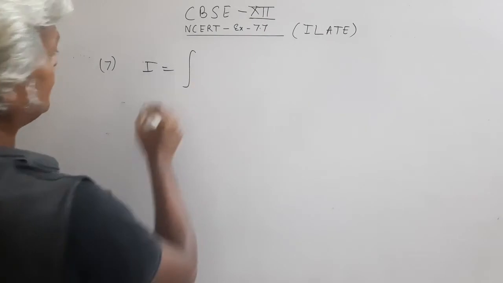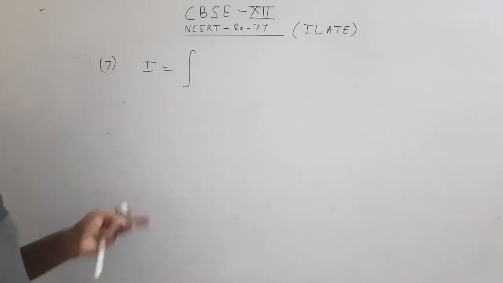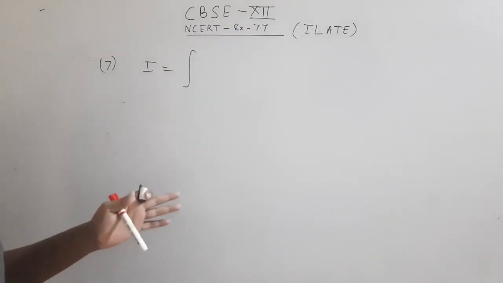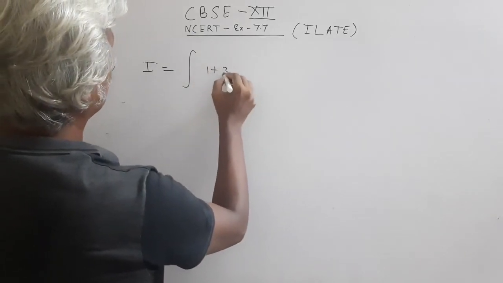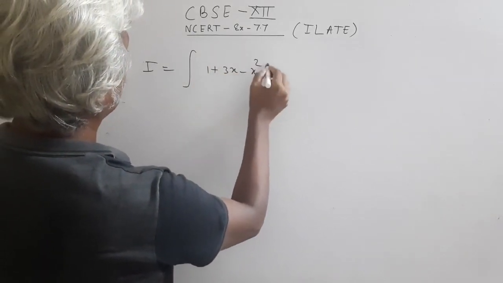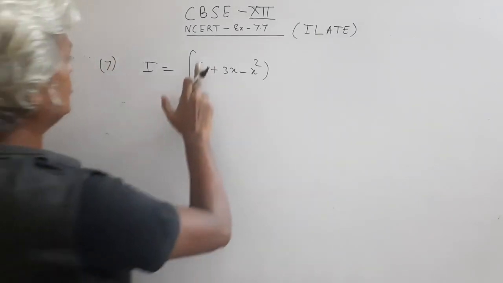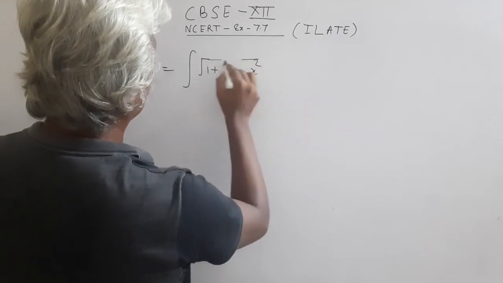So I am using the formula directly and I am not writing the formulas because I have written them at the beginning of the video. So it is just a suggestion. Don't think that only this way you can get it done. So that is 1 plus 3x minus x square, and this whole thing is under root. So this bracket is not required.